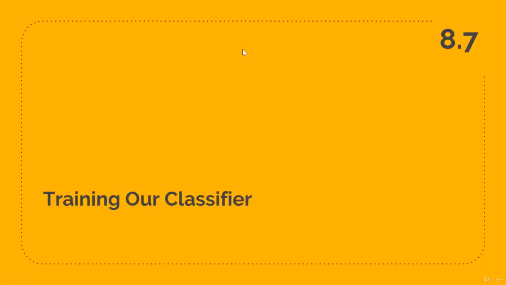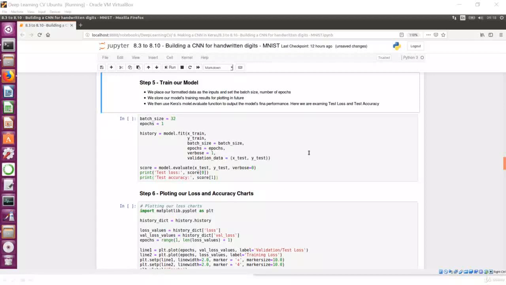Okay, so welcome to 8.7, where we start training our classifier. So let's return to our IPython notebook now and get started on actually doing some training. Okay, so welcome back to our IPython notebook, where we're going to start training our model. So let's go through this line by line, alright? So remember batch size, which is basically how many images we process in one batch.